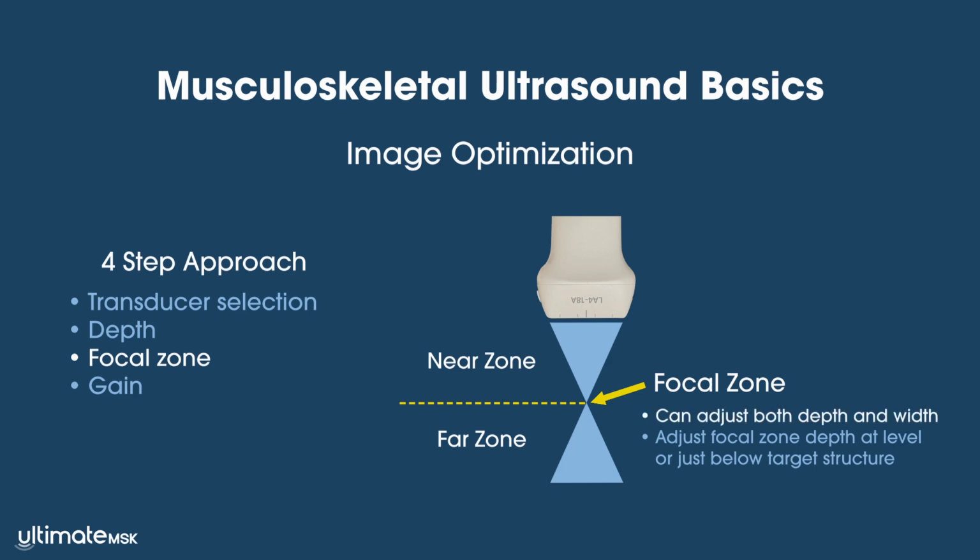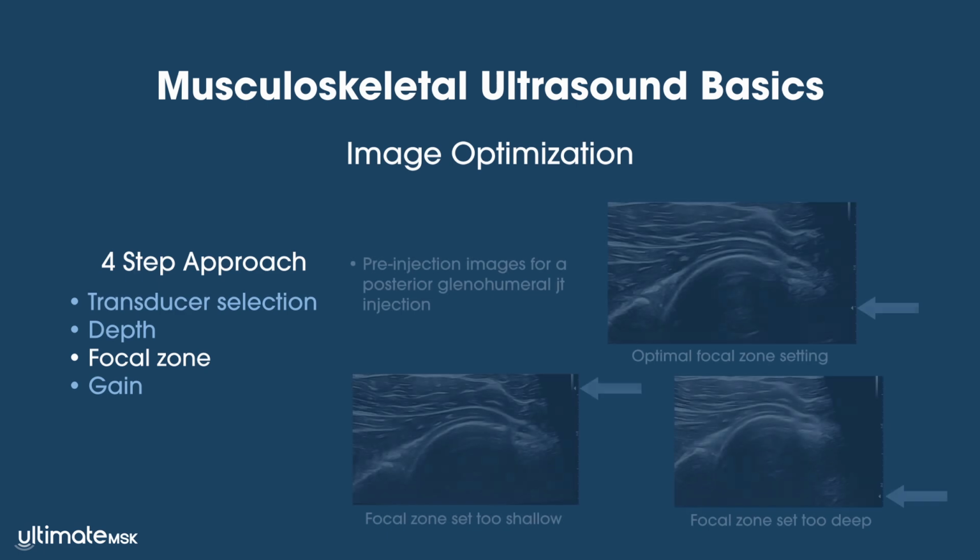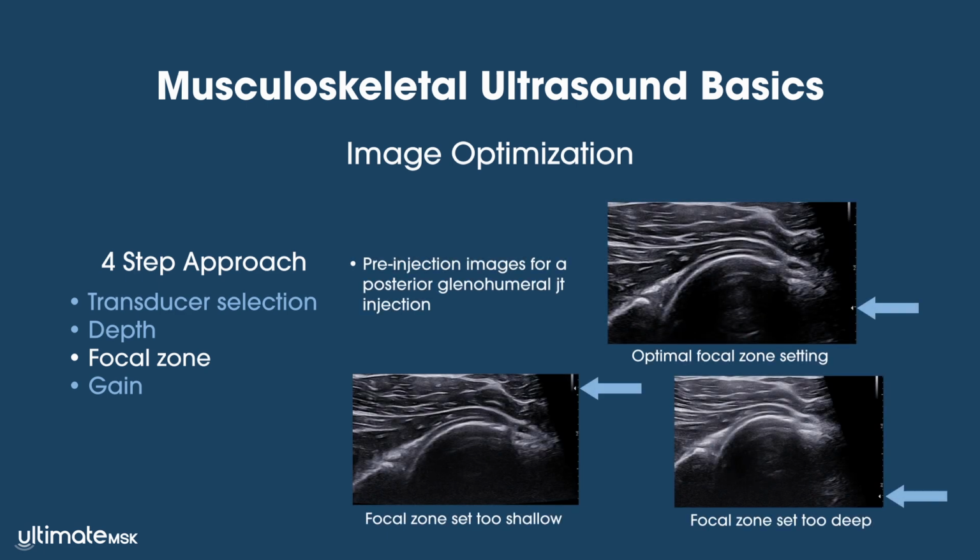The focal zone can be adjusted in both depth and width to optimize imaging. Ideally, the focal zone should be positioned at or just below the target structure to achieve the best resolution. The ultrasound images show pre-injection views for a posterior glenohumeral joint injection, where the target tissue is the joint space deep to the posterior labrum.